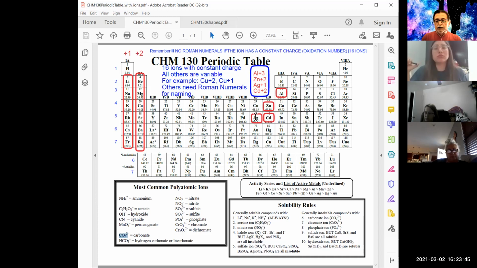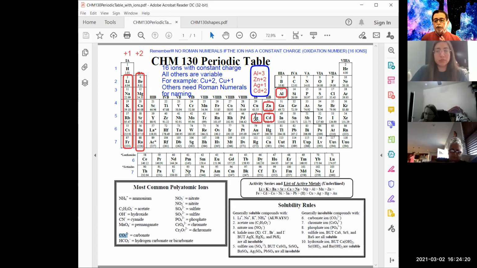What does that imply about the rest of the metals? They vary. In fact, they vary from a +1 to a +9, and it all depends on the conditions. Because they vary, we have to name them using a different method, and we use Roman numerals. So don't confuse the Roman numerals that we're going to use to name what oxidation number the metal is with the Roman numerals on top of the periodic table, in the group. Totally different.